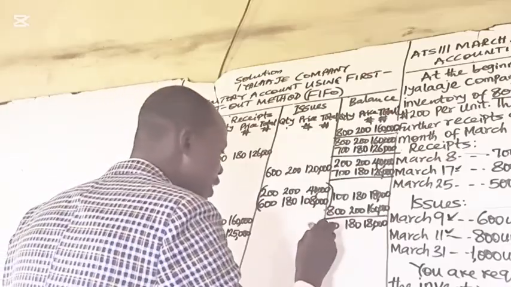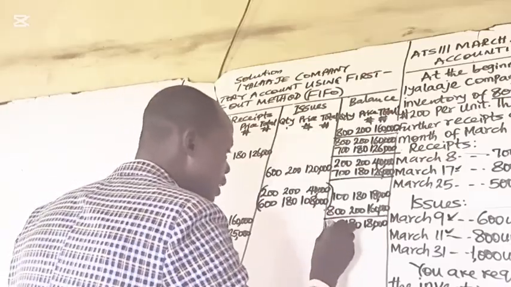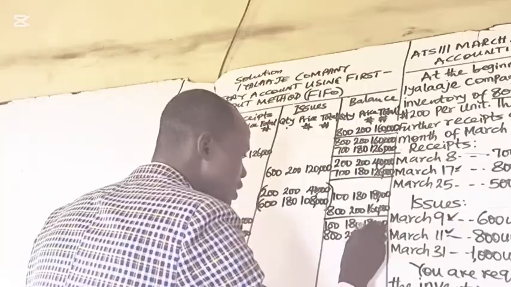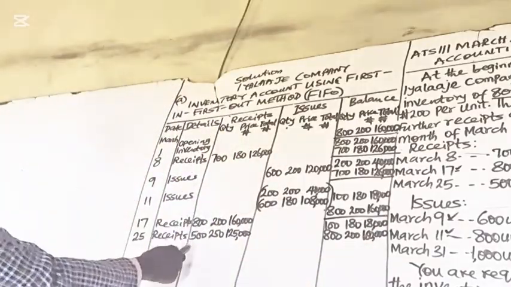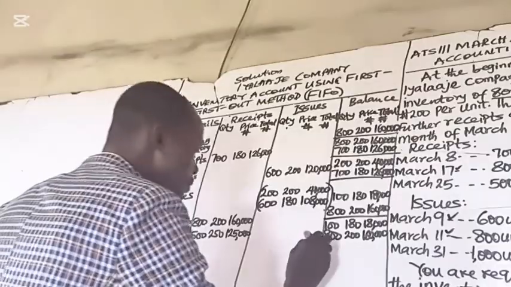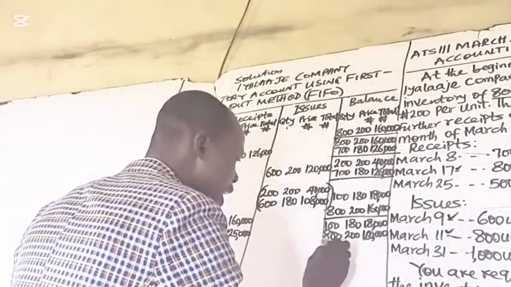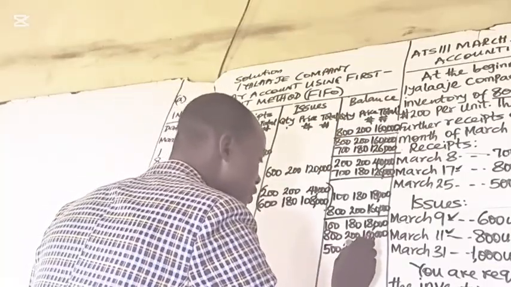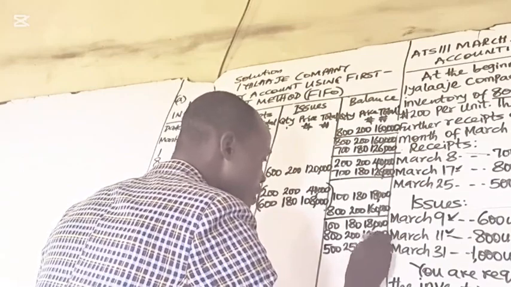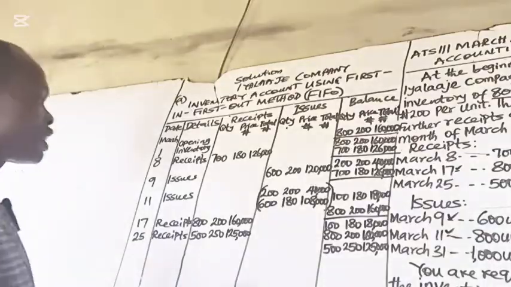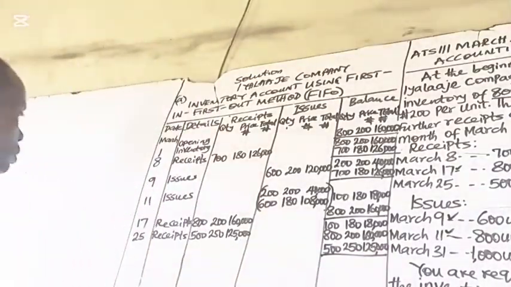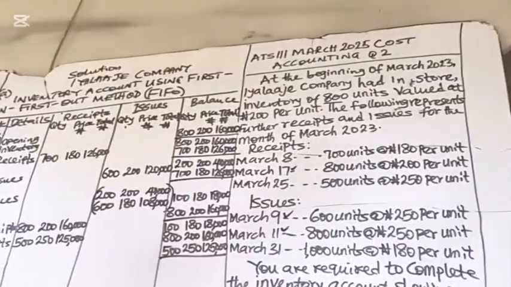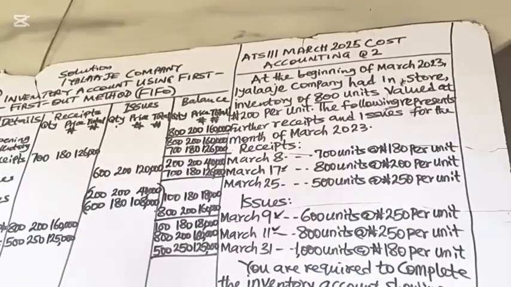Then you receive an additional 800 at the price of 200. That gives us 160,000. You now receive 500 at the price of 250, and that amounted to 125,000. After the 25th of March, the next date. That 25th of March is the last date of the receipt.